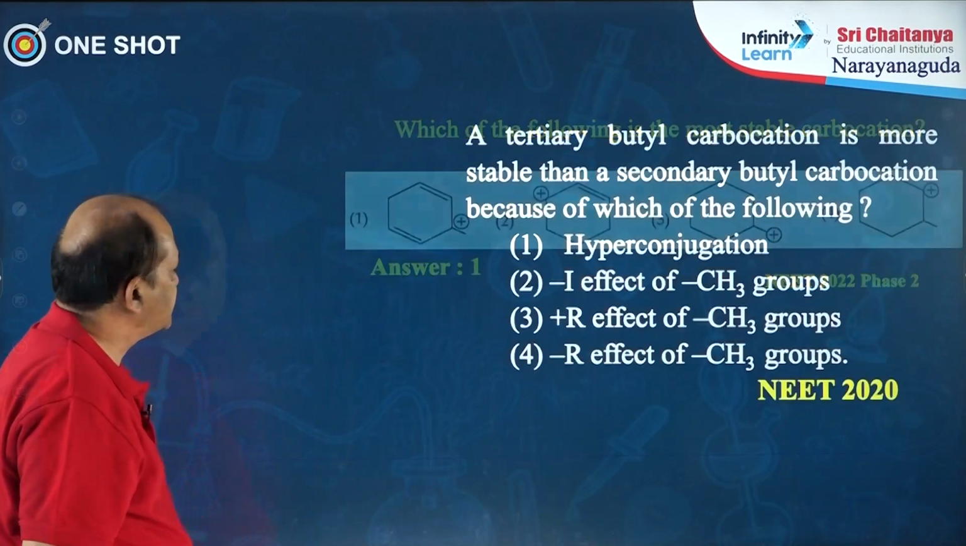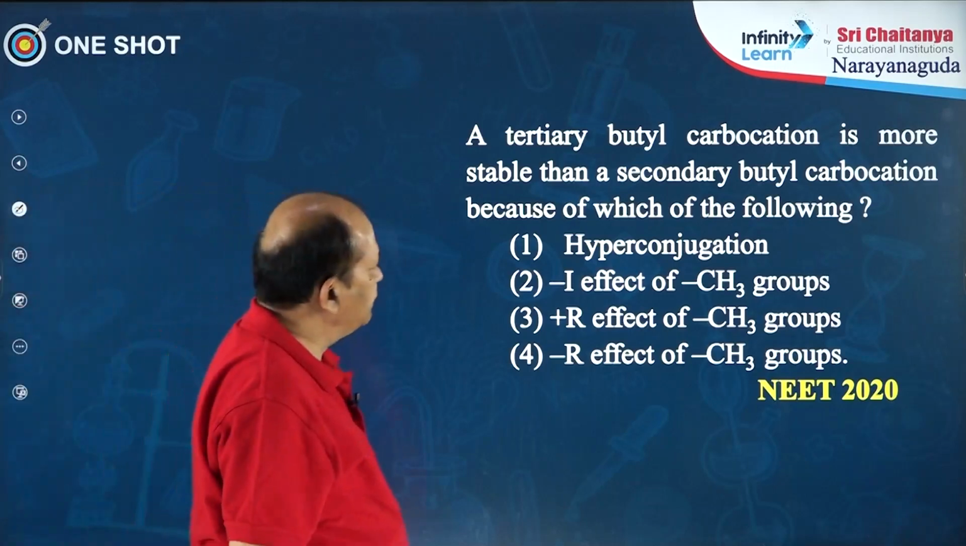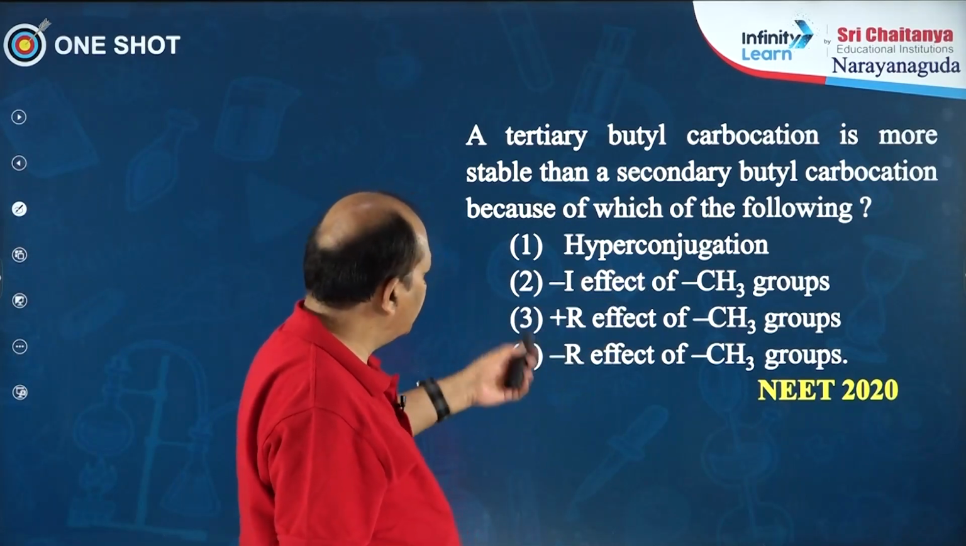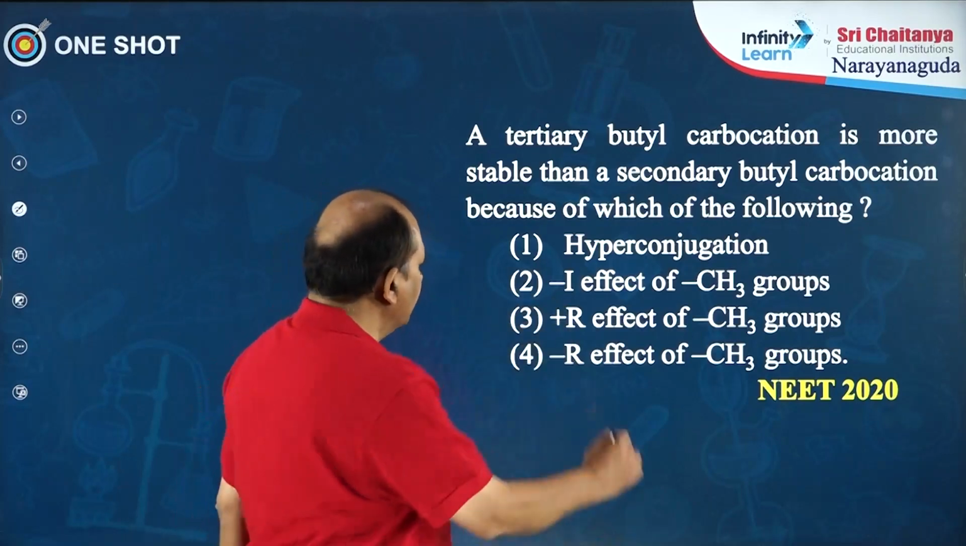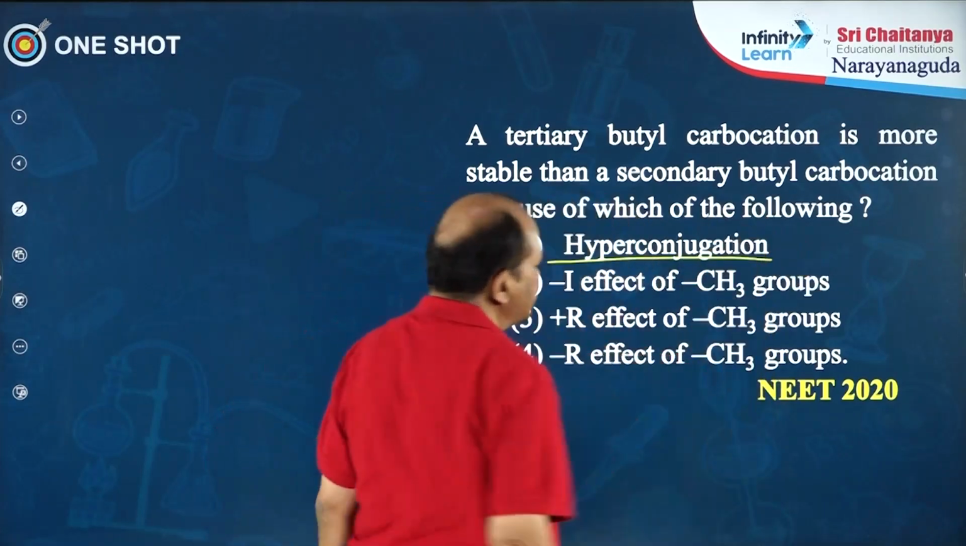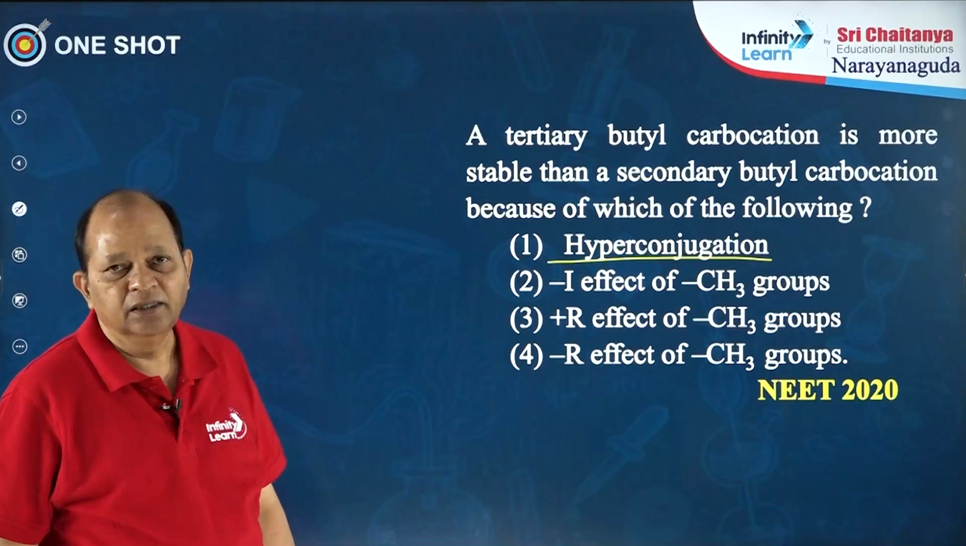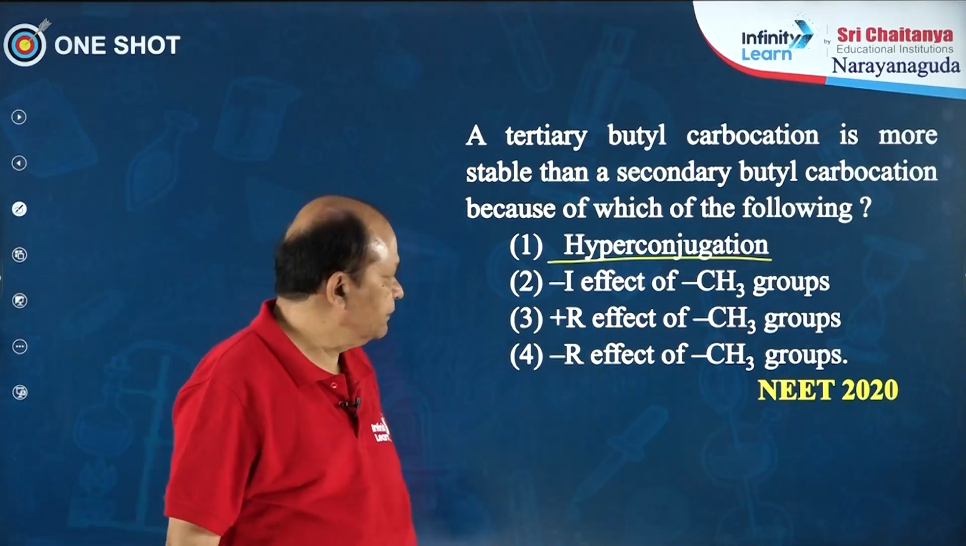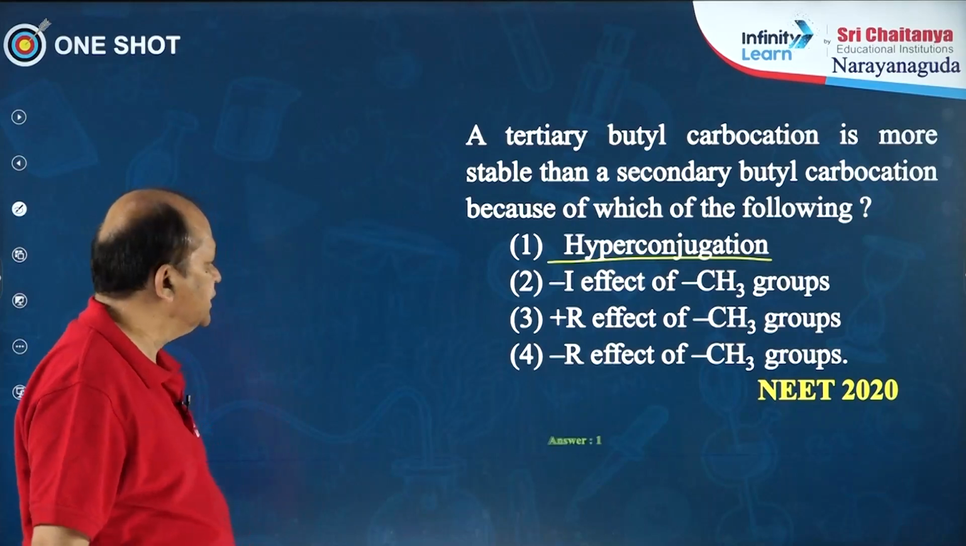Okay. Next, this is a simple question. Tertiary butyl carbocation is more stable than the secondary butyl carbocation because of hyperconjugation. Okay. It is the hyperconjugation. Tertiary butyl carbocation has got 9 alpha hydrogens, therefore, it is the most stable carbocation. Okay. So, option 1 is the right option.